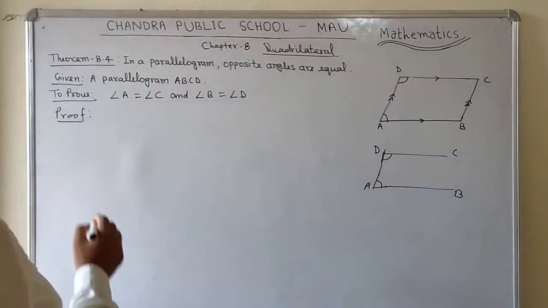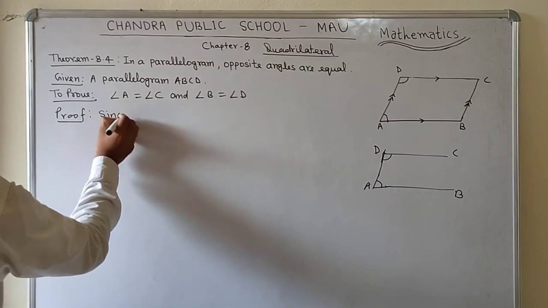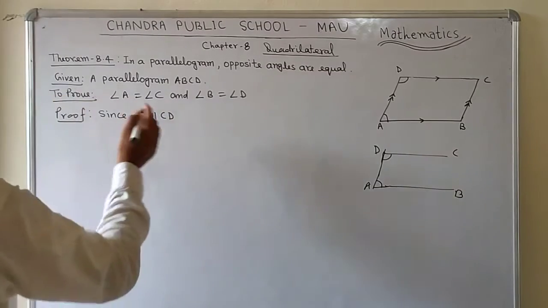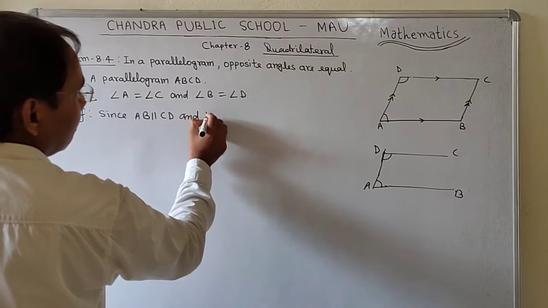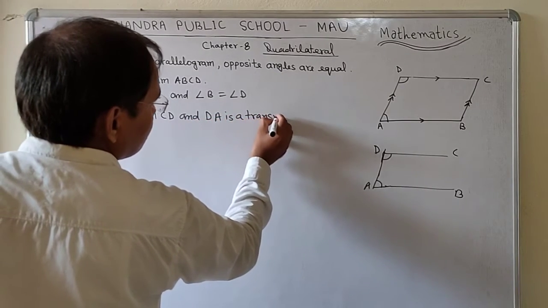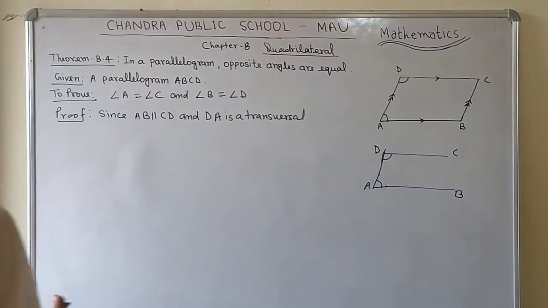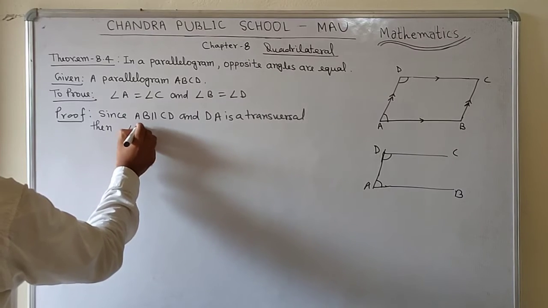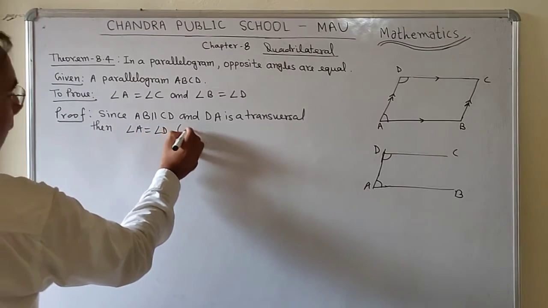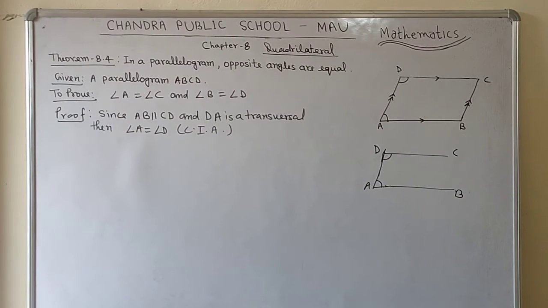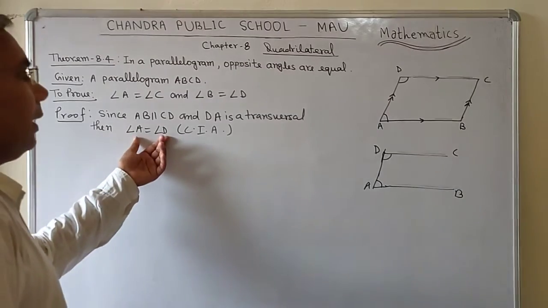So here you will write, since AB is parallel to CD and DA is a transversal, then angle A plus angle D equals 180 degrees, that is co-interior angles. In short you can write CIA, meaning co-interior angles.